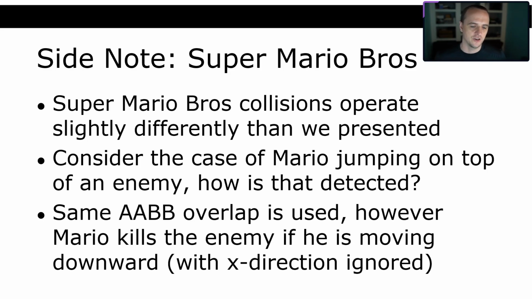Just a little side note here is that Super Mario Brothers collisions operate differently than we presented. Just consider the case of Mario jumping on top of an entity. If Mario jumps on top of an enemy, how did they actually determine that rather than from below? What they did was they used a similar form of axis-aligned bounding box to see if they overlap.